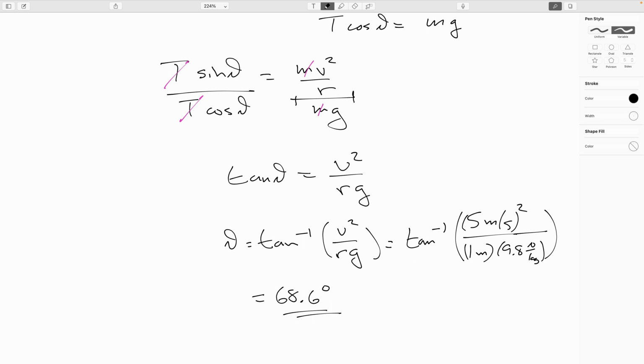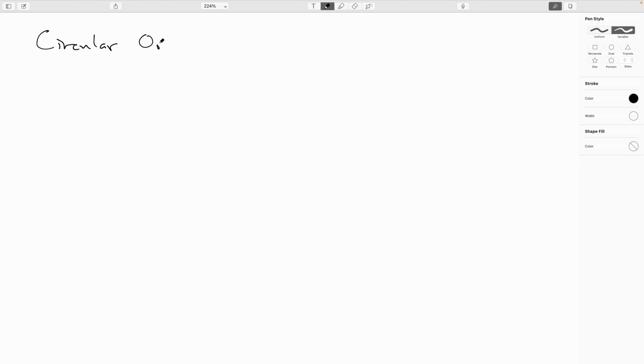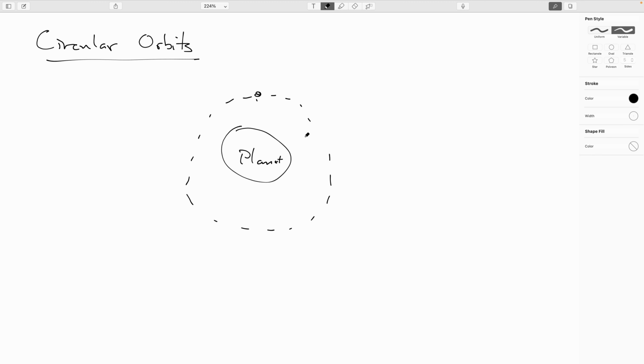All right. So we've also seen that earlier when we were mentioning weightlessness and objects that are in orbit, we said that those objects were falling around the planet or the star or whatever. So say this is my planet, an object that's going in a circular orbit around it, like so.